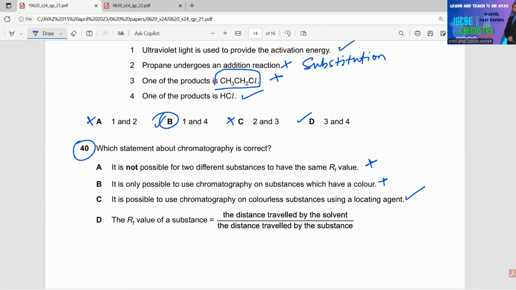For your convenience, I am reading the last statement. The RF value of a substance is equal to the distance traveled by the solvent divided by the distance traveled by the substance. This is incorrect. The correct formula is the distance traveled by the substance divided by the distance traveled by the solvent. So C is the right statement in this case.